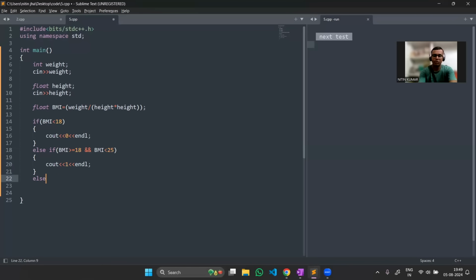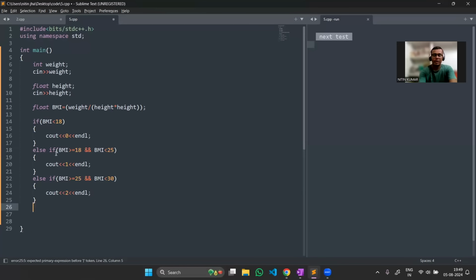Now the next case would be, if it is also not qualified, then we are going to check whether BMI is greater than or equal to 25 but lesser than 30. Then I will go to category 2: cout 2 and endl.